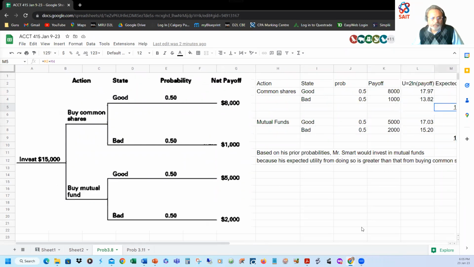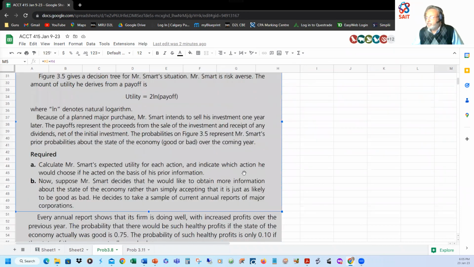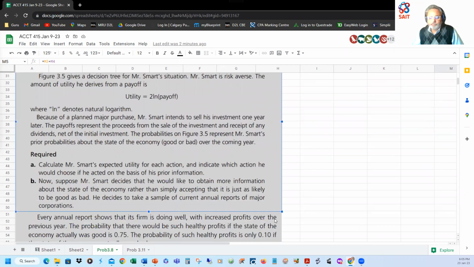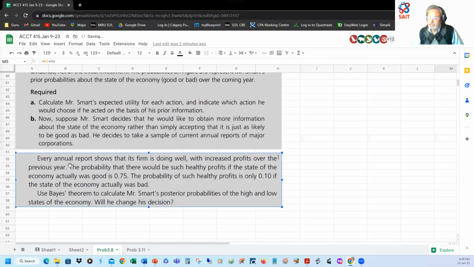All right, I'm not seeing any questions immediately, so let's move on and see if there's anything to be said about the importance of doing homework. So Mr. Smart decides that he would like to obtain more information about the state of the economy rather than simply accepting that it's just as likely to be good as bad. What he does is he takes a sample of current financial reports, annual reports of major companies. The evidence that he's able to obtain is that every annual report that he picks up shows that the company is doing well.